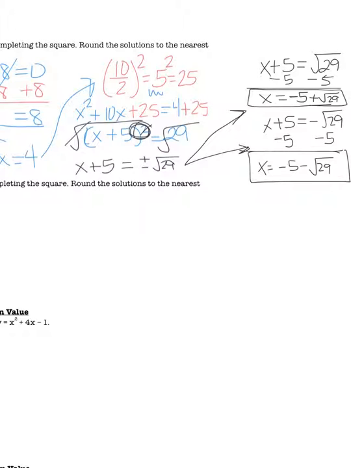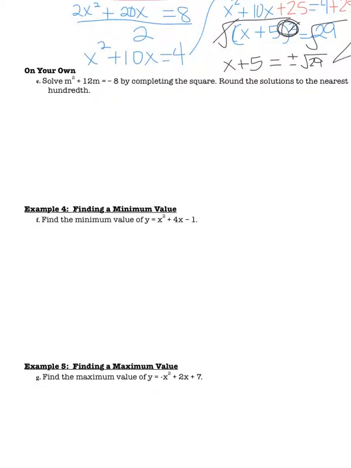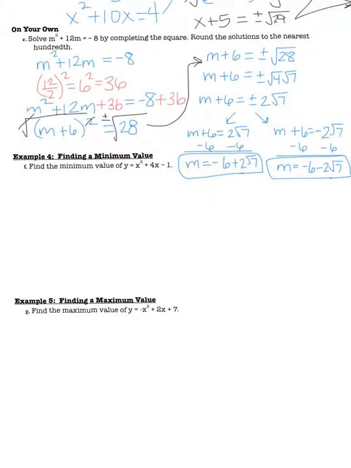For the next one, you're going to do it on your own. You're going to stop the video, complete the square for solving this quadratic, and then check your answer. Okay, so your final answer should have been negative 6 plus 2 root 7 and negative 6 minus 2 root 7. You could technically answer this as negative 6 plus or minus 2 root 7. That's okay as well. So m equals.